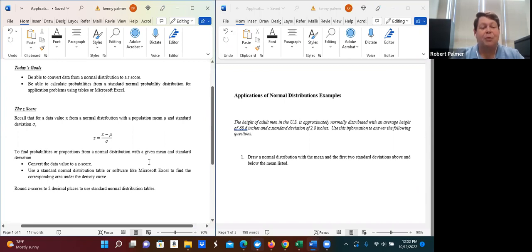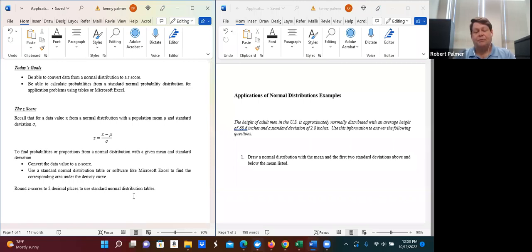So to find probabilities for a normal distribution, we convert our data to a z-score. Then we use a standard normal distribution table or software like Excel to calculate the area under what's called the probability density curve.